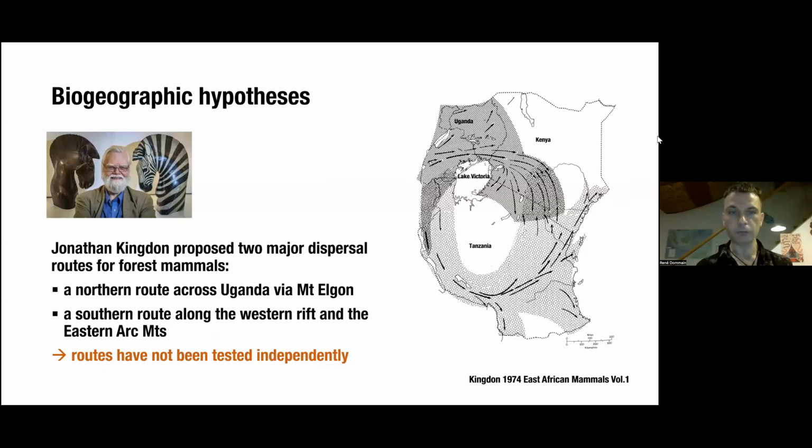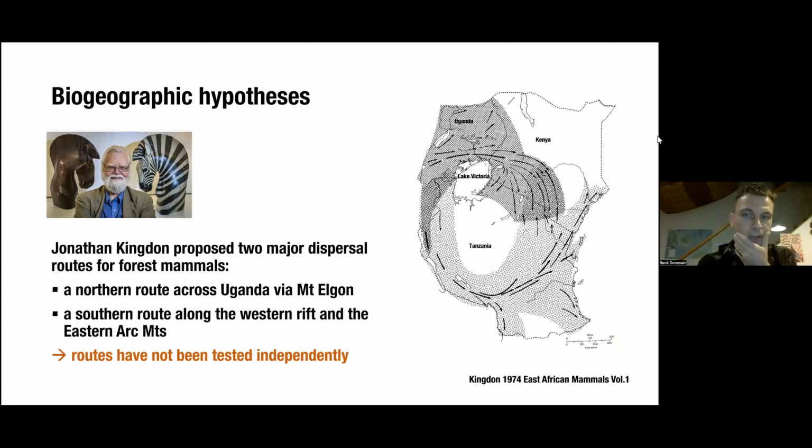Maybe the godfather of African zoology, Jonathan Kingdon, already proposed a model in the early 70s, where he said these animals during some wetter period probably used a corridor either north of Lake Victoria, when there was a larger forest extent, and then reached the Kenyan Rift by that pathway, or there was a different pathway from the south via the Eastern Arc Mountains.